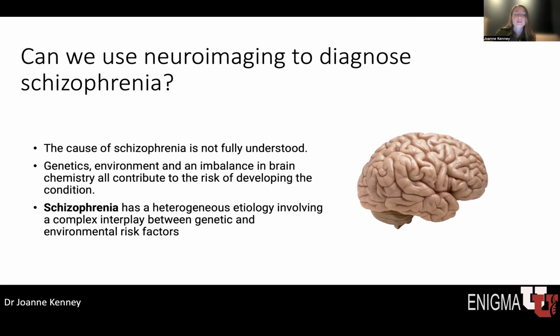So as I mentioned, schizophrenia is a really complex disorder, and the causes of schizophrenia are still not fully understood. So we know that genetics, the environment, changes in brain structure and function, and an imbalance in brain chemistry all contribute to the risk of developing the condition. So schizophrenia has a heterogeneous etiology involving a complex interplay between all these factors, between genetics and environmental risk factors.